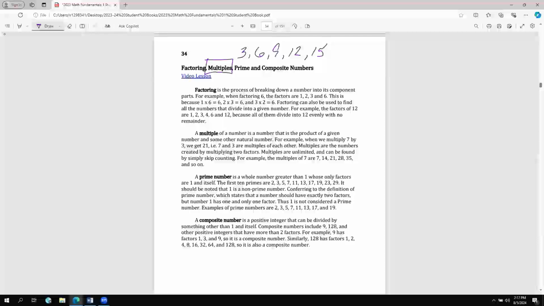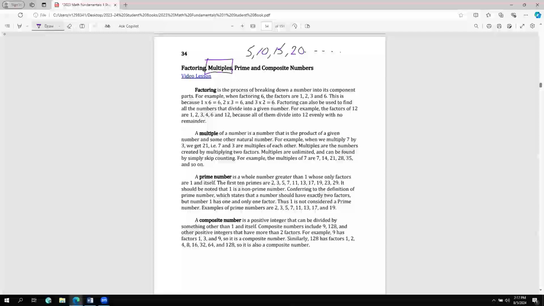But if someone asked me, what are the multiples of 3? I'd say they are 3, 6, 9, 12, 15, 18, 21, 24, 27, 30. And I could keep going as long as they wanted me to do that. Now, I can do any multiple. For instance, if they asked me the multiples of 5, I would say, well, again, 5, then 10, then 15, then 20. So again, et cetera, et cetera. It goes on and on forever.